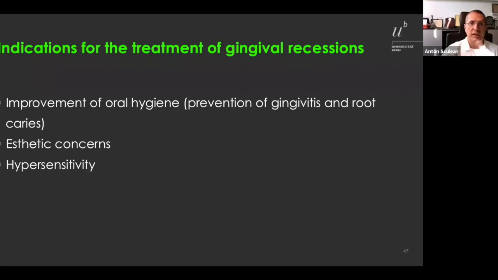So what is the indication to treat gingival recessions? Of course, if I'm in the lower jaw, I would like to help my patient to perform proper oral hygiene, in other words, to prevent gingivitis and root caries. If we are more in the maxillary arch, I would like to improve the aesthetics. In some cases, we may also improve hypersensitivity.